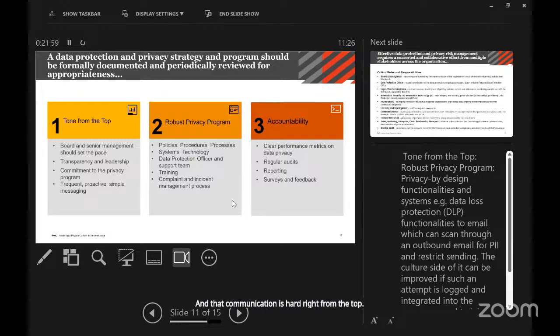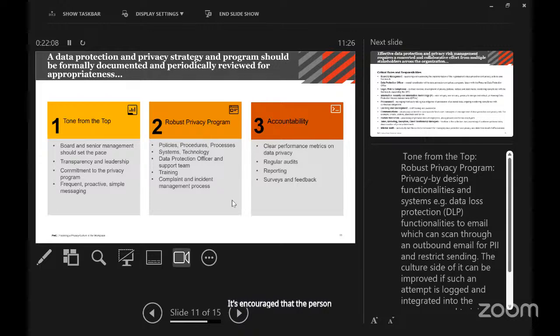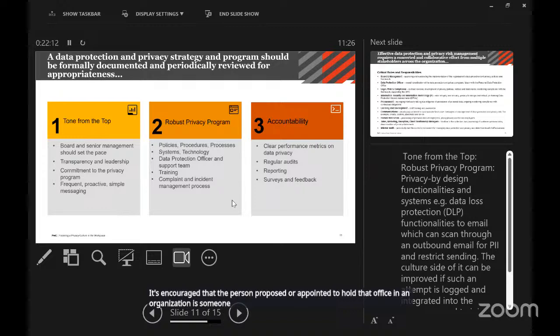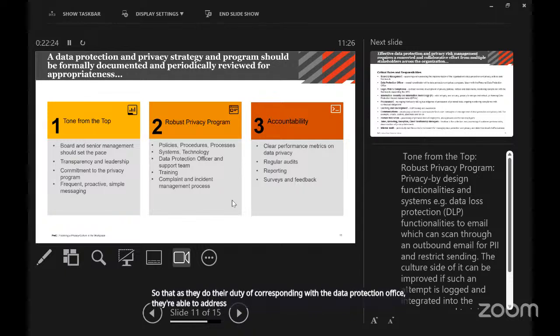For example, when it comes to selecting a data privacy officer, it's encouraged that the person proposed or appointed to hold that office in the organization is someone with relative autonomy and also a high level of understanding of the organization, so that as they do their duty of corresponding with the data protection office, they're able to address the root cause as well as the holistic application of data privacy in their organizations.